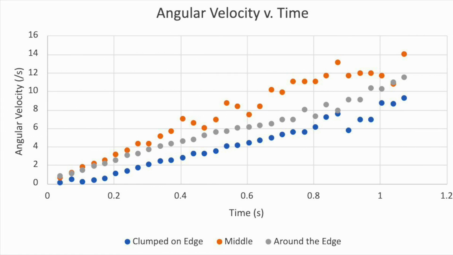As you can see in the graph, the angular velocity at the end for the disk with the paper clips centered at the axis of rotation had the greatest angular velocity, meaning that they had the least amount of moment of inertia. And this aligned with our prediction. But then the disk with the paper clips spread around the edge of the circle was found to have less moment of inertia than the disc with the paper clips clumped up on either edge, which did not align with our prediction.